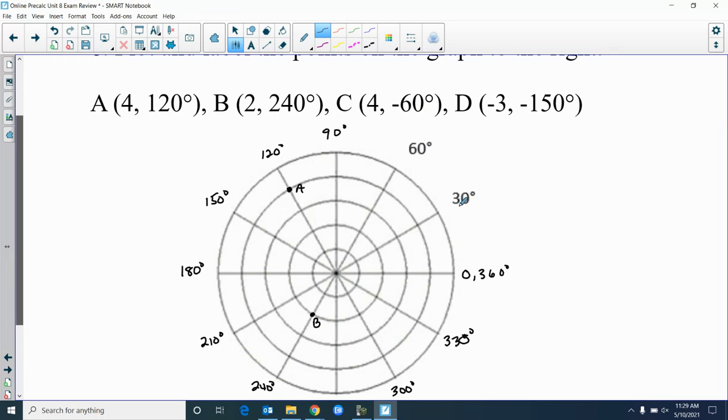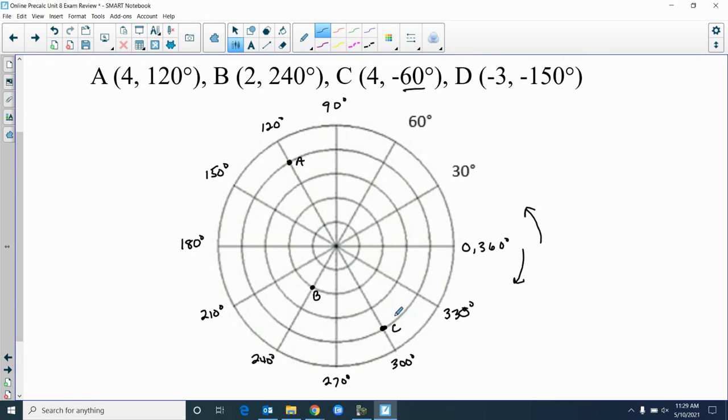Now, what you got to watch for is negatives. Positive angles go counterclockwise. You start at 0 and you go counterclockwise. If it's a negative angle, you go clockwise. And so I go (4, negative 60). That means I go 60 degrees down and I go out 4. That would be (4, negative 60). Now, these can be represented multiple ways. So C is (4, negative 60). That would be equivalent to the point (4, 300 degrees). So negative 60 and 300 degrees are coterminal.